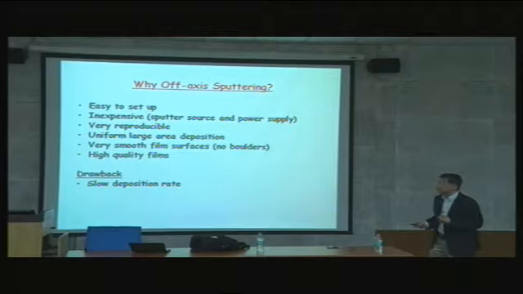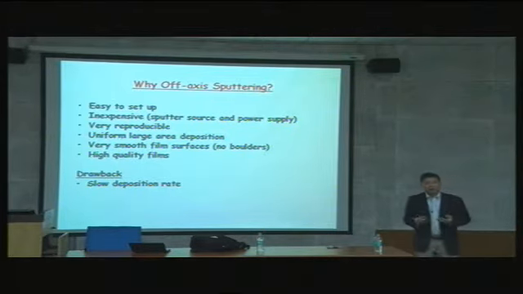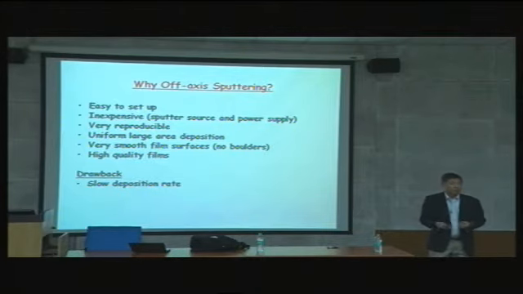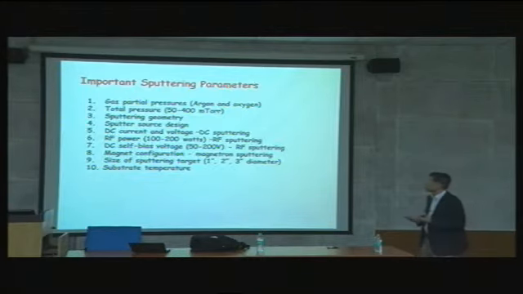The drawback is that the deposition rate is relatively slow. But in a lot of research environments these days, slow deposition is advantageous for growing the highest quality material, because atoms have enough time to move around and crystallize. That's why a lot of MBE growth takes a very long time, very slow. Sputtering is relatively slow, but I think that's sometimes an advantage.